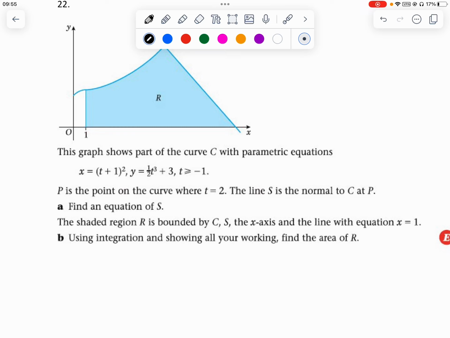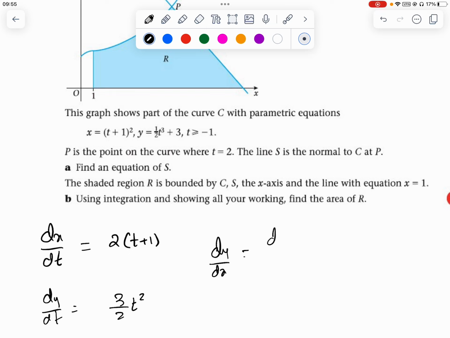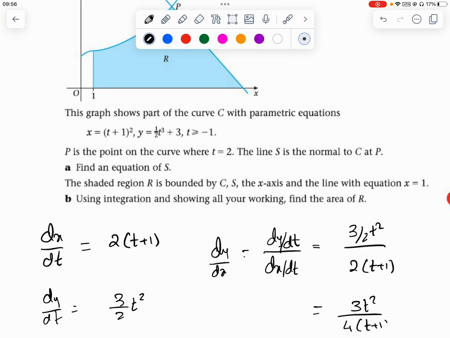Question number 22. Again, a parametric equation is given. It is the normal. We have to find the equation of the normal. So first I'm going to find dx upon dt, which is 2 times of t plus 1. Then I'm going to find dy by dt, which is 3 upon 2 t square. Then I'm going to find dy by dx, which is dy by dt upon dx upon dt. So which is 3 upon 2 t square upon 2 times of t plus 1. So which becomes 3t square upon 4 times of t plus 1.